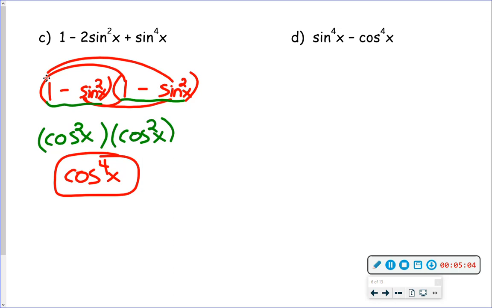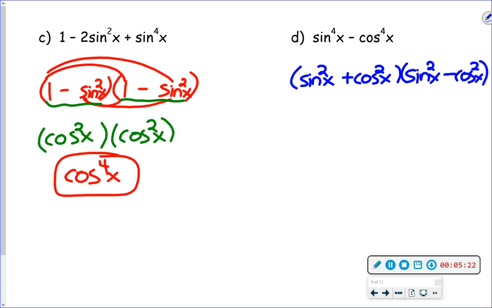All right, D, more factoring, two terms. So right away I'm thinking perfect squares. We do have perfect squares. To get sine to the fourth, sine squared. To get cosine to the fourth, cosine squared. We know the signs now, 1 plus, 1 minus. And then my second factor, I'm going to have sine squared minus cosine squared.